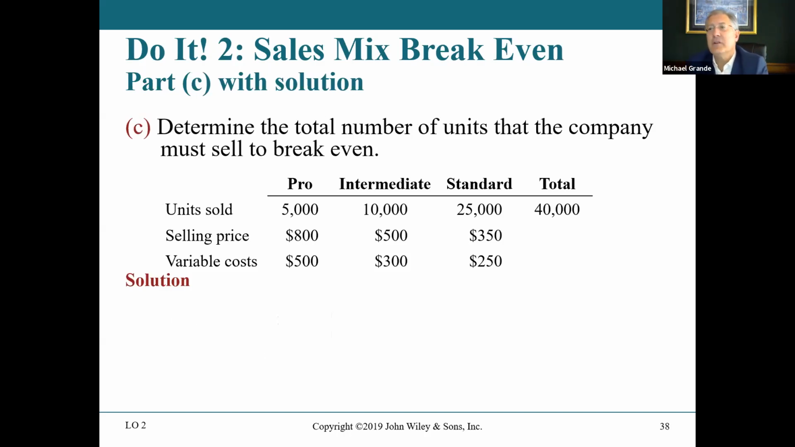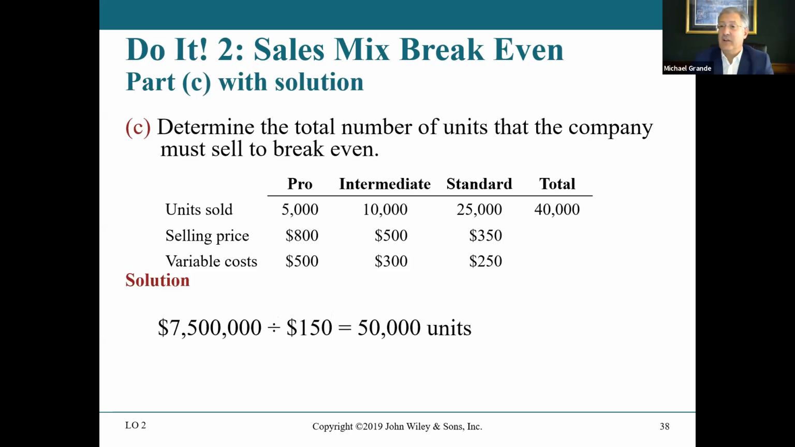Determine the number of units that the company must sell to break even. Right? It's the fixed cost divided by the weighted average contribution margin per unit. It's 50,000. So they need to sell a total of 50,000 units to break even. Obviously, when they sell only 40,000, they're going to lose money.